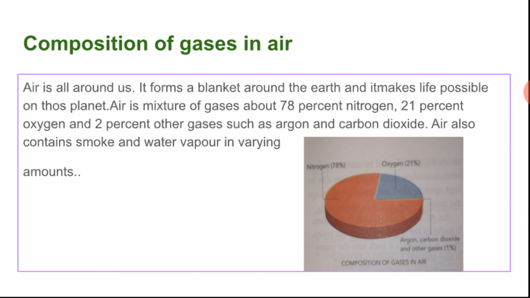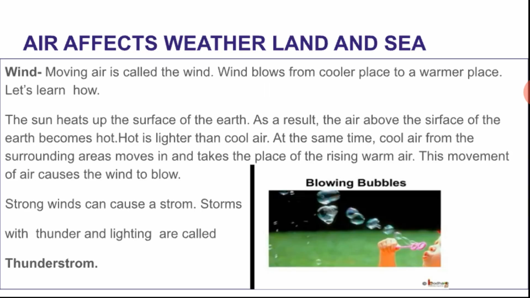Now, air affects weather, land and sea breeze. Do you know, children, air affects our weather also. Moving air is called wind. When air moves, it is said to be wind. Wind blows from a cooler place to a warmer place. Because of the wind blowing from a cool place to a warmer one, it affects the weather condition of a place.